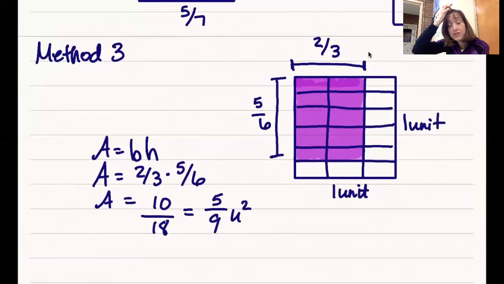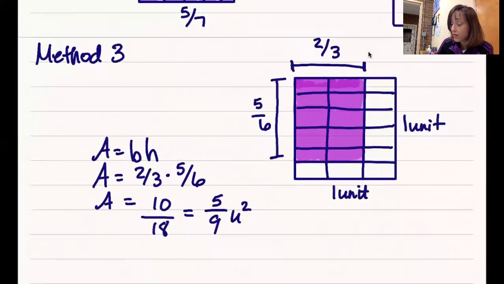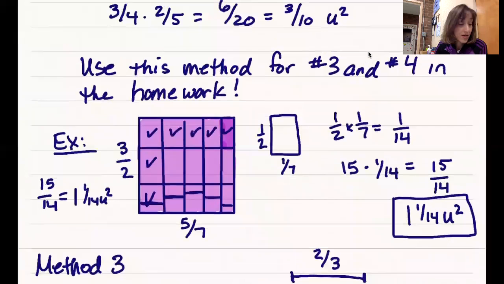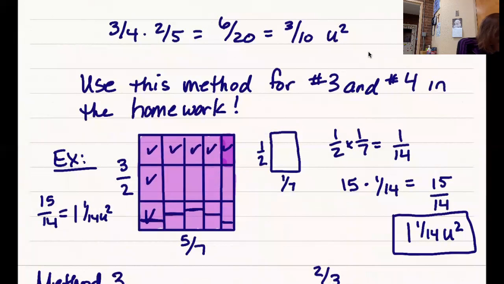And the reason that they ask you to do it this way is because now they're wanting you to compare this purple rectangle to the size of one square unit. So if the whole piece was there, if you had 1 by 1 sides, then you could see that this is just a small fraction of one square unit. And that makes sense, right? Because if we're multiplying a fraction by a proper fraction, we end up with a smaller amount than what we started with. Okay, so that is the three methods for finding the area of a rectangle with fractional side lengths.